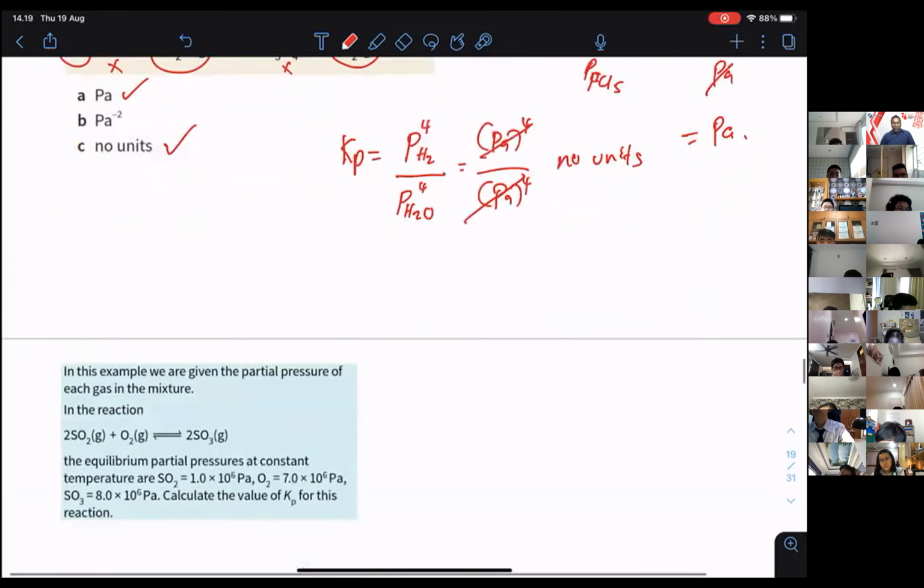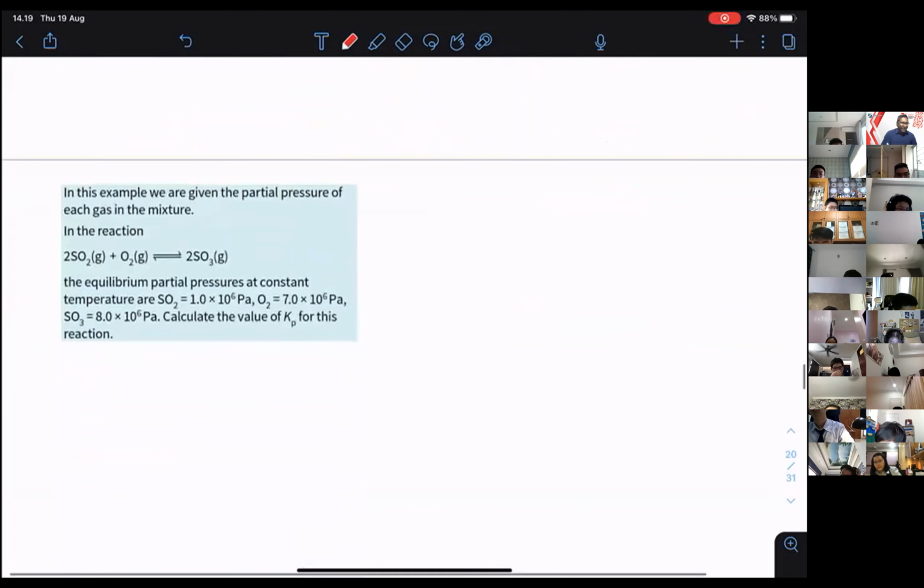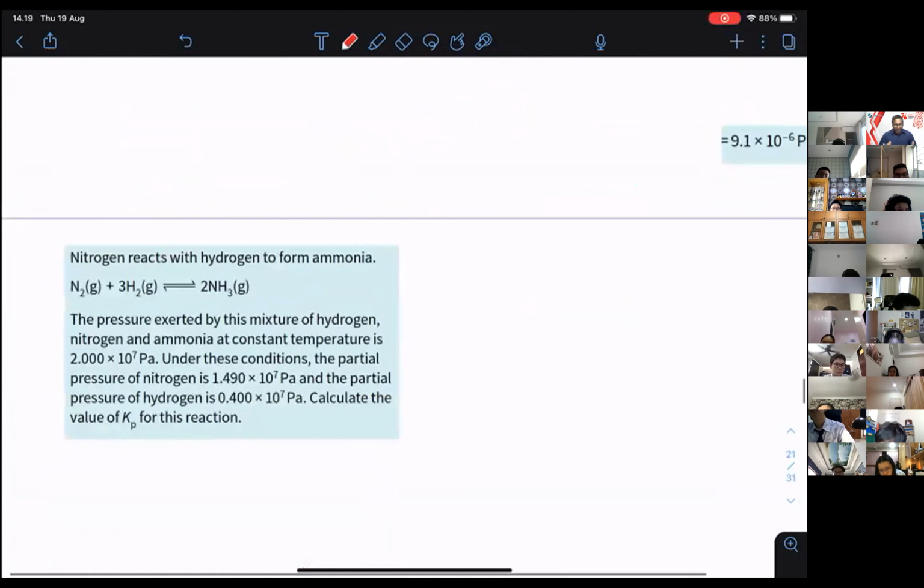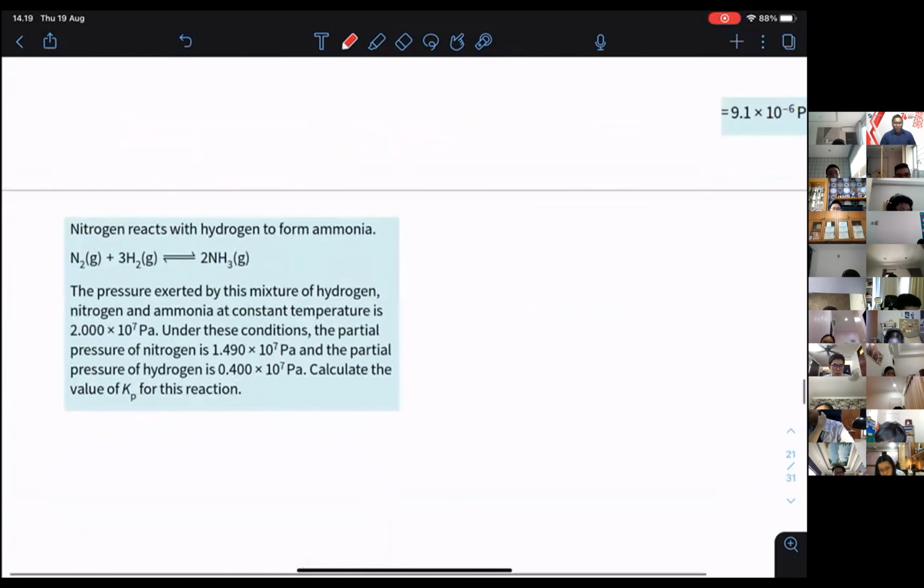So you have an example over here, very, very simple. By using the partial pressure, you can calculate the Kp. But let's try this example. This is also quite simple. I'll just show you over here.